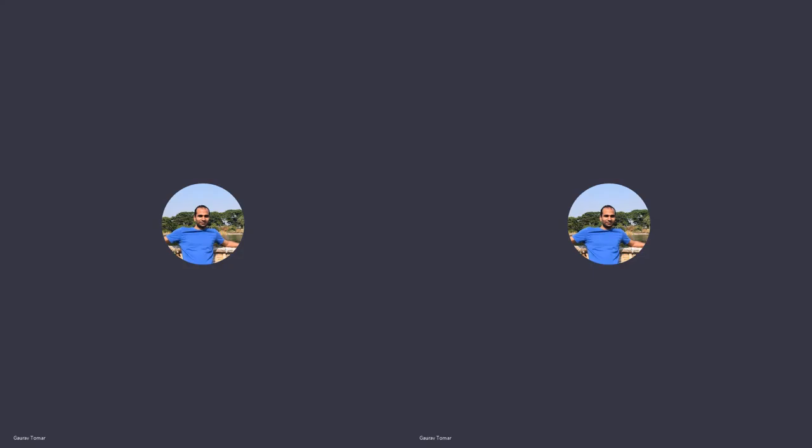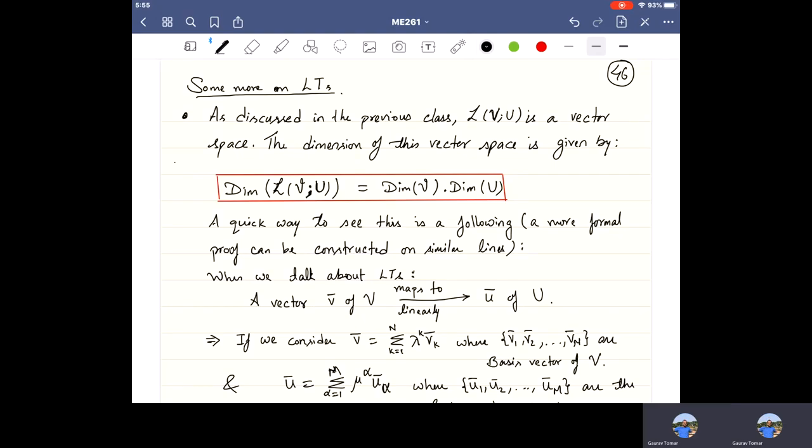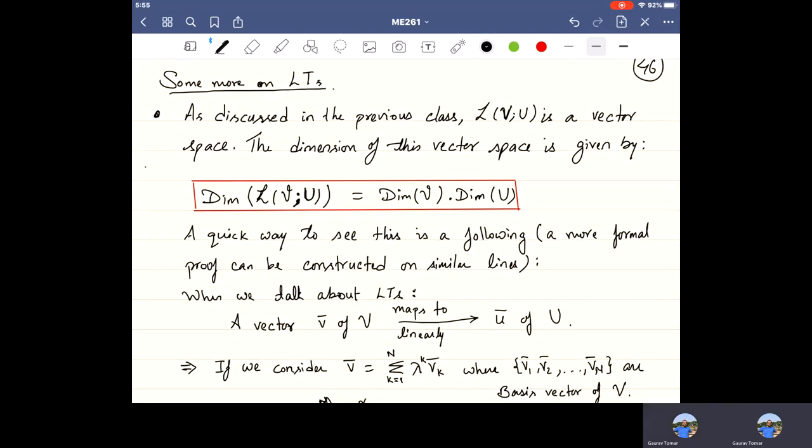Last class, we talked about linear transformations. In this class, we'll talk a little bit more on linear transformations before we move on to matrix theory. In the last class, we did mention the set of all the transformations which map V to U.